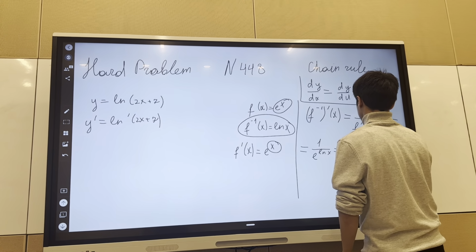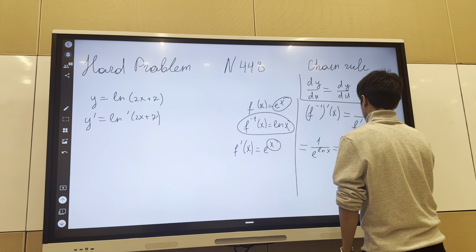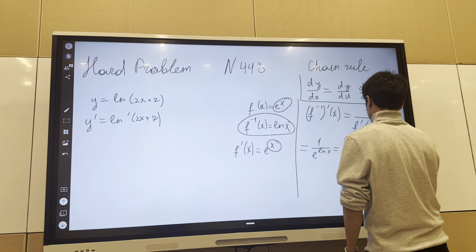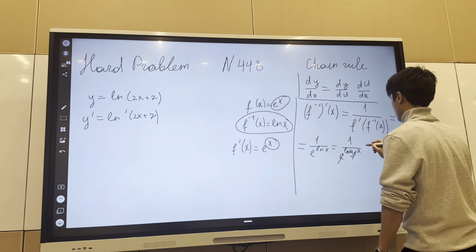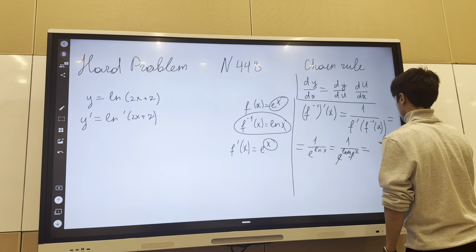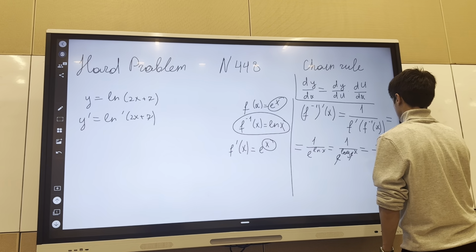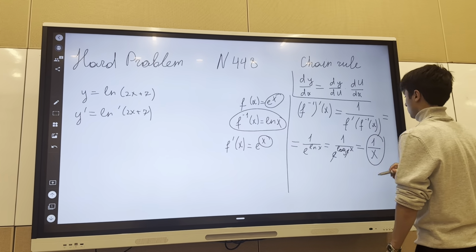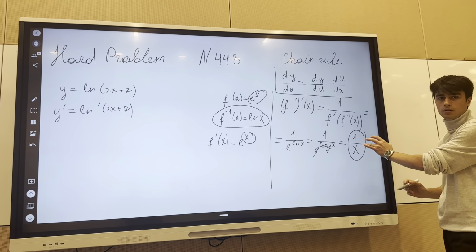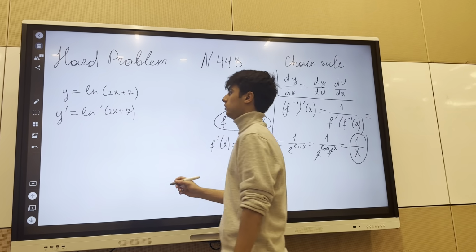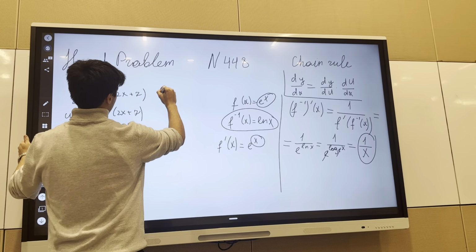We all know that ln x is the logarithm of x. And we get that the differentiation of ln x is equal to 1 divided by x, right?